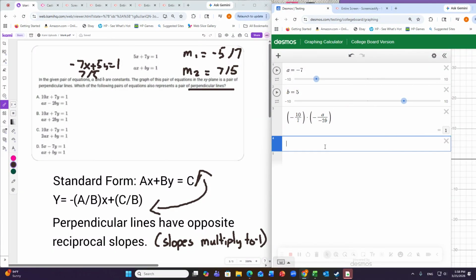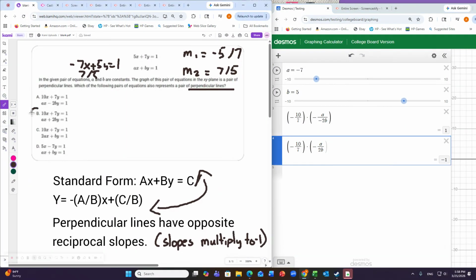Let's try option B. So opposite A, -10 over 7, right? And I'm going to multiply that by opposite A over B. So it's going to be 2B in this case, right? So it has to be choice B. You see that? That's a kind of approach I haven't seen. I think that's a good approach for those types of problems.